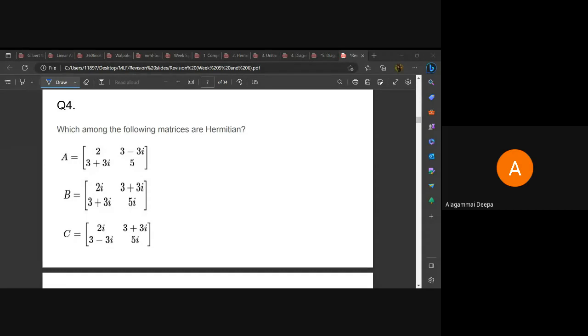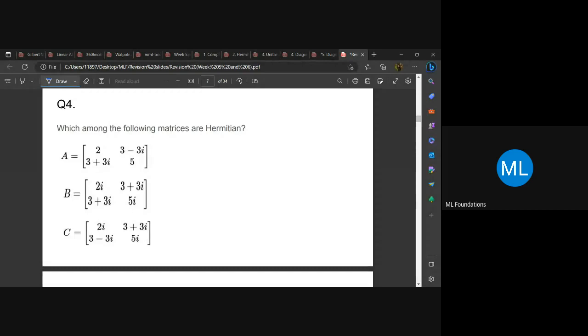C also, ma'am. Oh, no, no, sorry. Only A is Hermitian. Only A is Hermitian, right? Yes, ma'am. So you see this A, 3 minus 3i will become 3 plus 3i, right? So this is Hermitian.